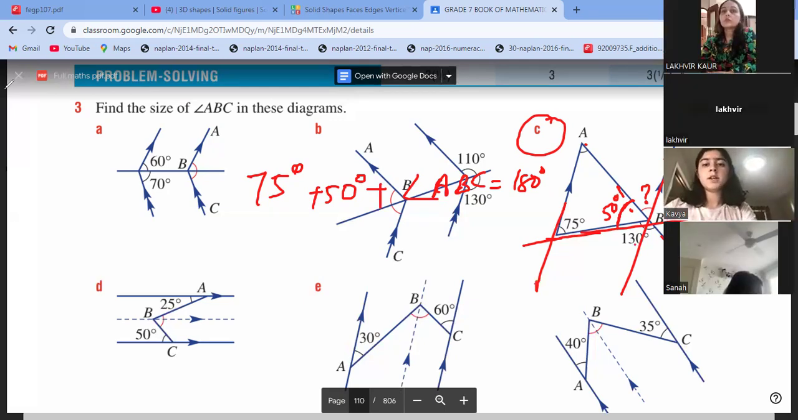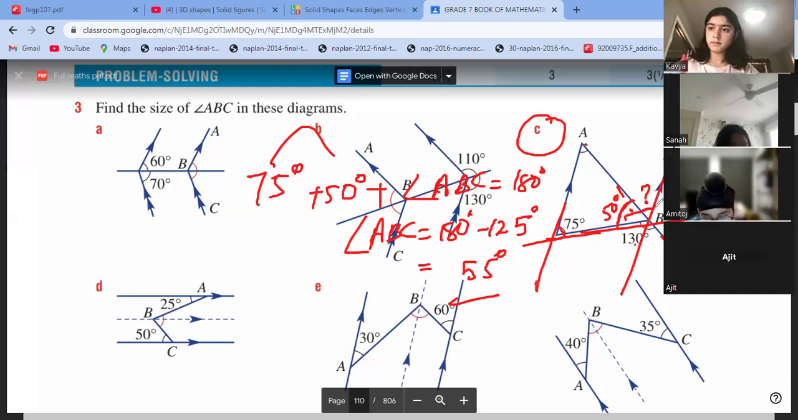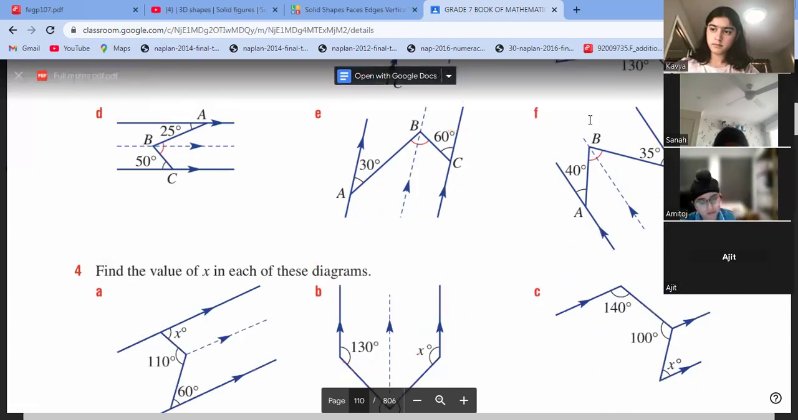Miss, I sent you my answer in the chat box. Okay. So ABC will be equal to 180 degree minus the sum of these two angles. Awesome answer. 125 degree. Okay. Sana, your answer is wrong, beta. Amito, your answer is correct. Kavya, your answer is correct. So it will be equal to 55 degree. Okay. Sana, these two angles are forming co-interior angles. Okay. Solve the next question in the meantime. One second.